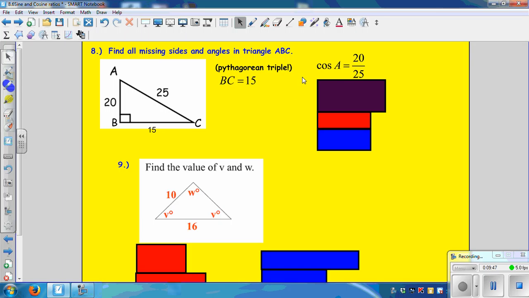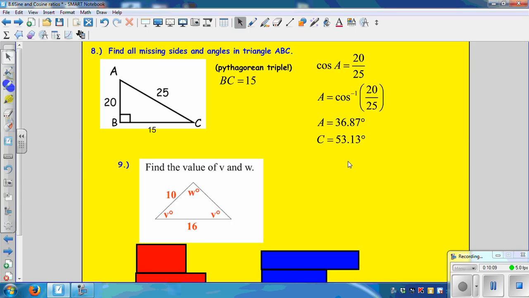So I'm going to choose to start with the cosine of angle A. The cosine of angle A is 20 over 25. And A is the cosine inverse of 20 over 25, which is 36.87. Angle C, as we know, angle A plus angle C must equal 90 degrees. We could certainly do 90 minus this value to get 53.13. You could also use one of the trigonometric ratios to figure out angle C if you'd like.